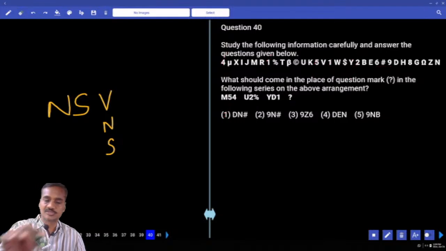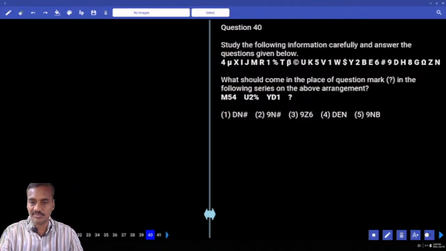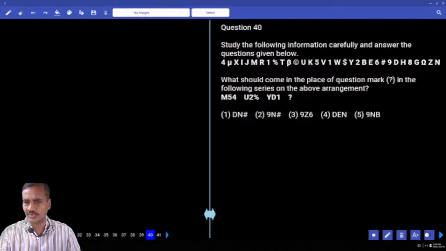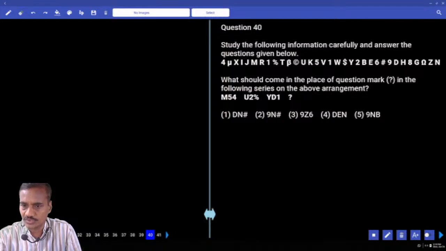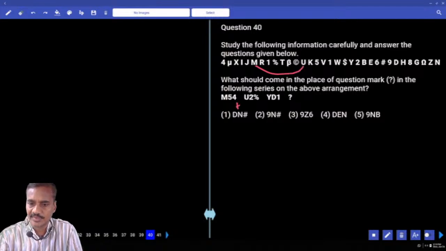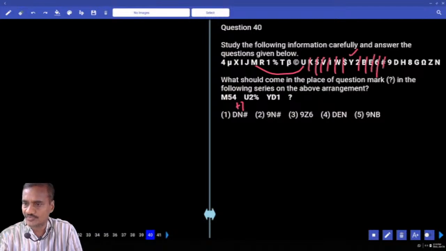And 40th, it is based on series. M, U and Y. M and U. M, 5, 4. M and the first letter, 1, 2, 3, 4, 5, 6, 7. M to 7, plus 7. M and U, U and Y, 1, 2, 3, 4, 5, 6, 7. Next element, 1, 2, 3, 4, 5, 6, 7.